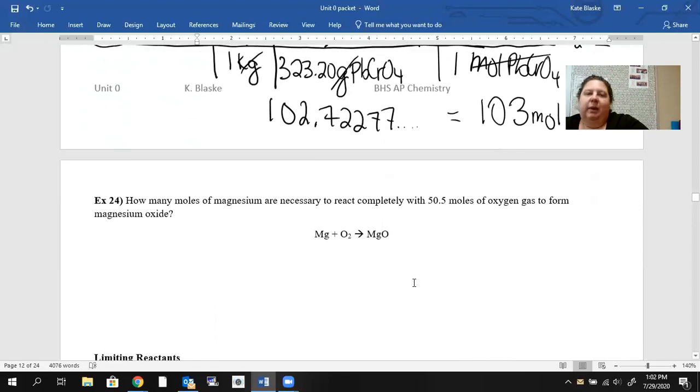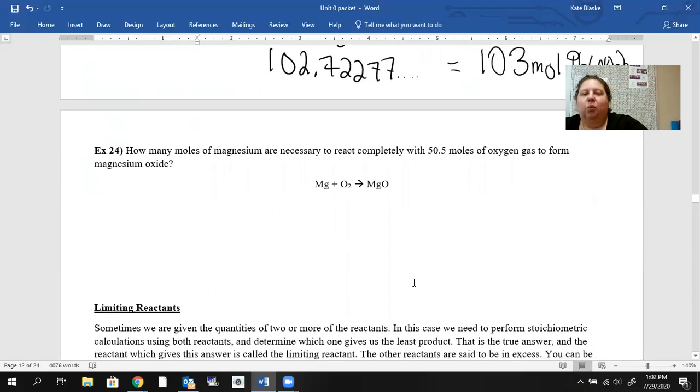Always make sure you're checking the balanced equation. Always make sure you're checking what the question is asking for and what it's given. Those units will really control how you manipulate your numbers.